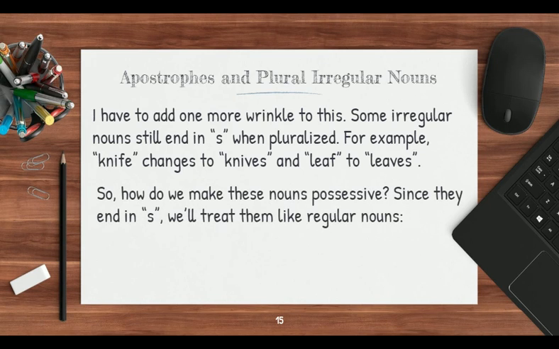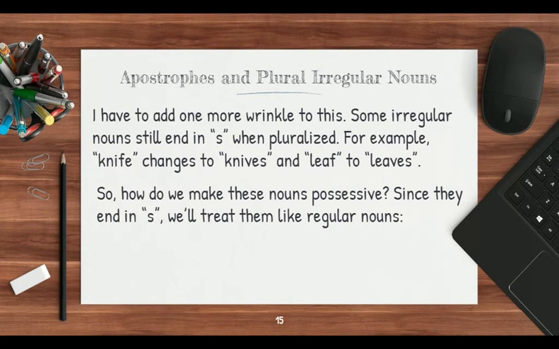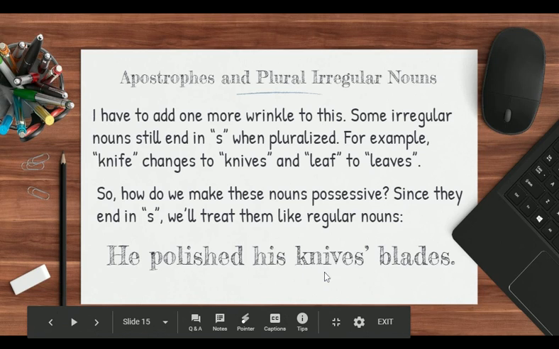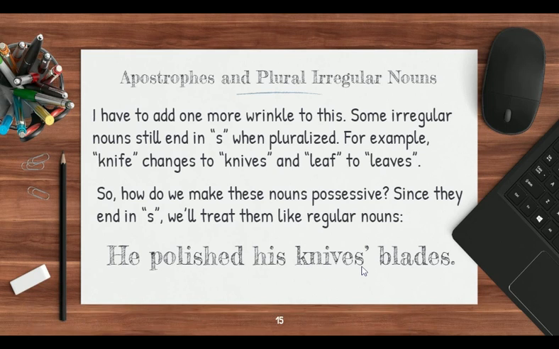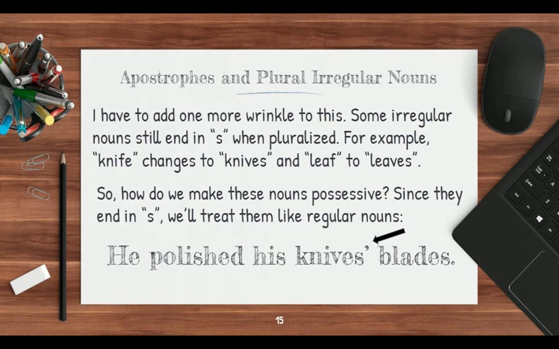So how do we make these nouns possessive? These irregular nouns that when they pluralize, they still end in S. Well, since they end in S, let's just treat them like regular nouns that are pluralized. He polished his knives' blades. So we have the plural form of knife here, which we have already said is an irregular noun. But since it's one of these irregular nouns that ends in S, we'll treat it like a standard regular plural possessive, and we'll just add the apostrophe after the S.